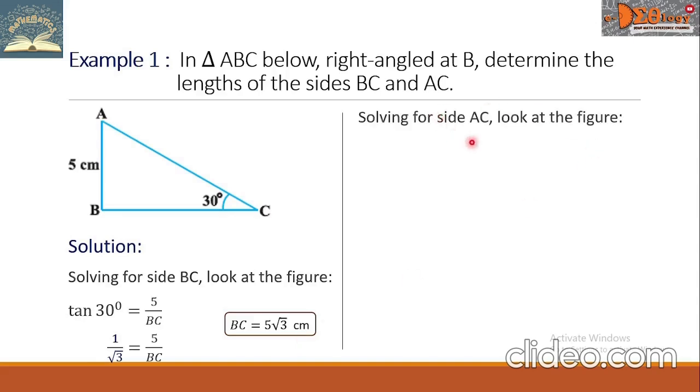Now let us solve for the side AC. The side AC here is the hypotenuse of the triangle. So let us relate the opposite side with regard to the hypotenuse with respect to the given angle 30 degrees. So we write sine 30 degrees equals 5 over AC. The sine 30 degrees is 1/2. Let us cross multiply to get the value of AC. That will be AC equals 10. The unit of measurement we will write centimeter.